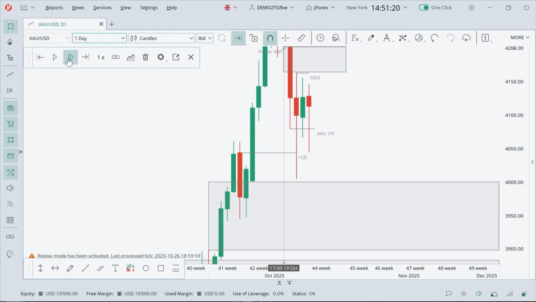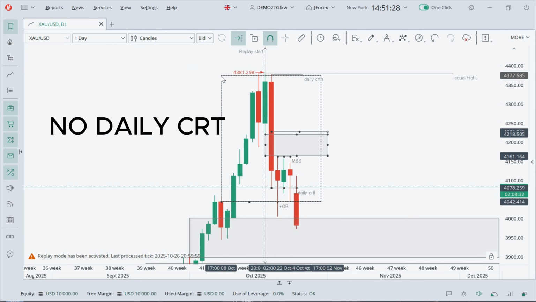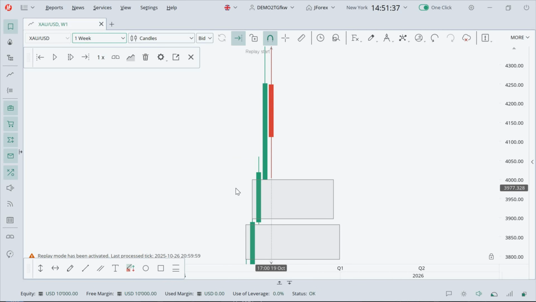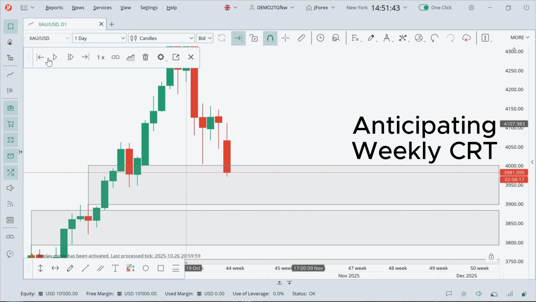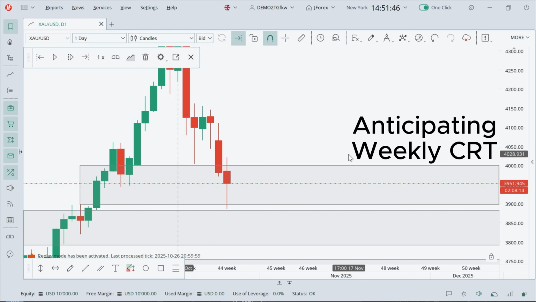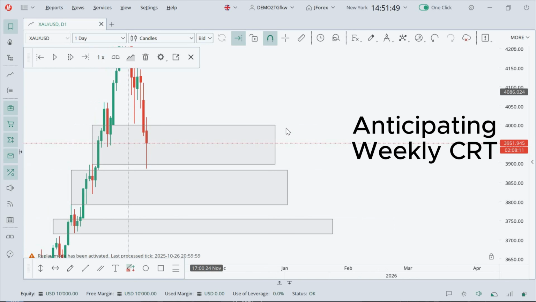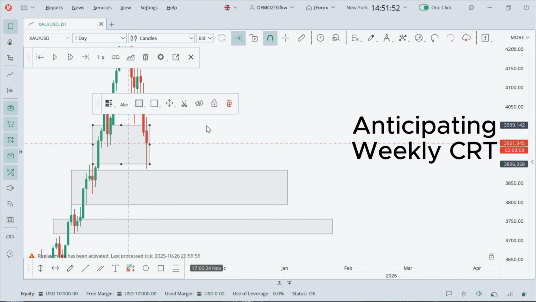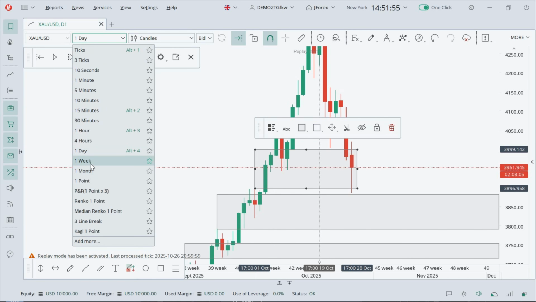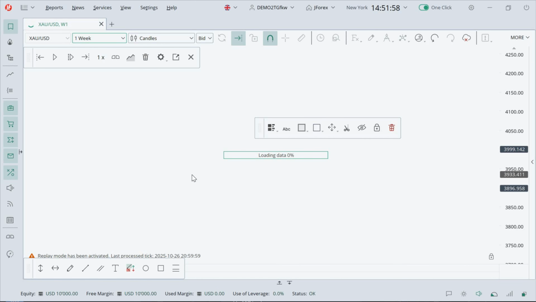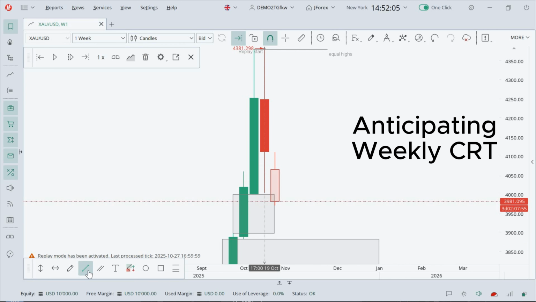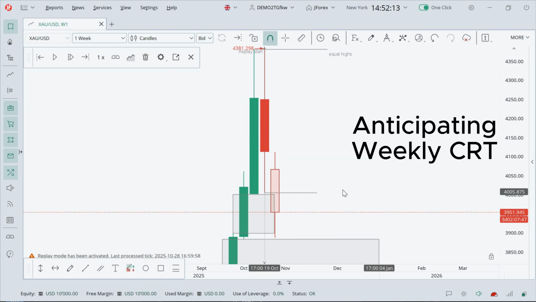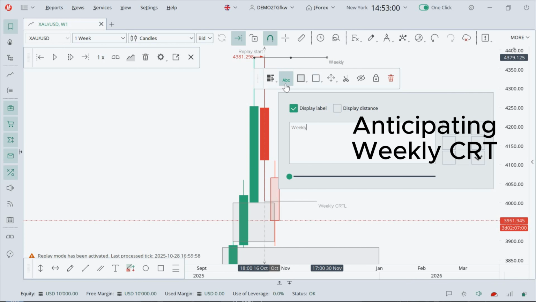Head to the daily time frame to see any possible daily CRT. There is no daily CRT. Now we anticipate the weekly CRT since there is no daily CRT. Price has taken out the previous week's low. Now we are anticipating a weekly CRT. We plot the levels, the weekly CRT low and the weekly CRT high.